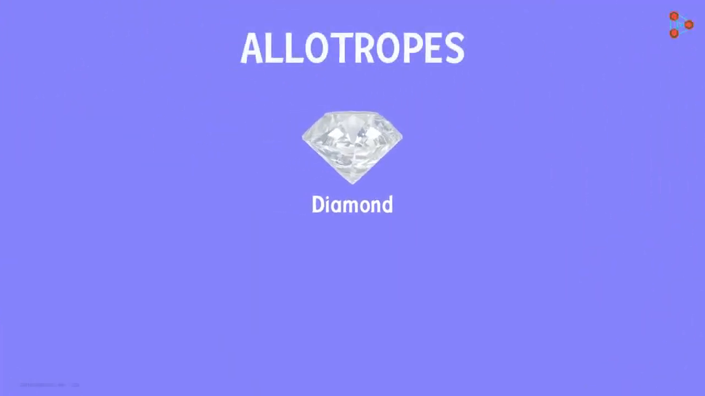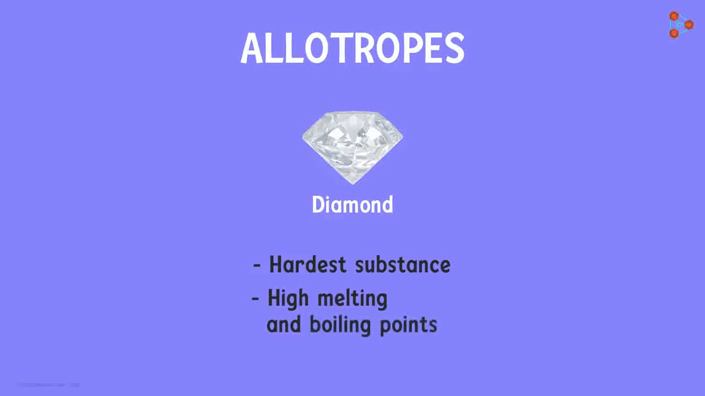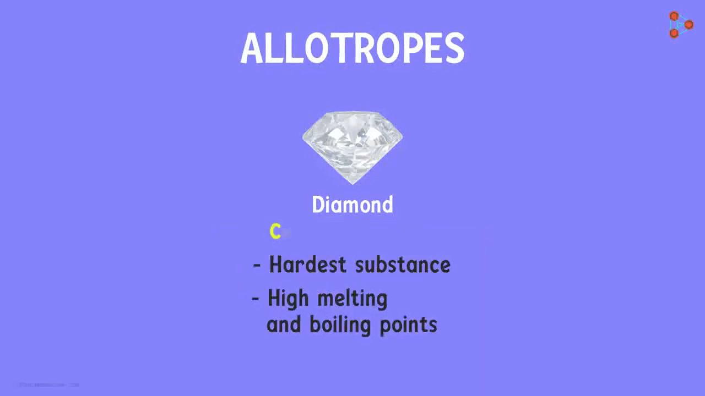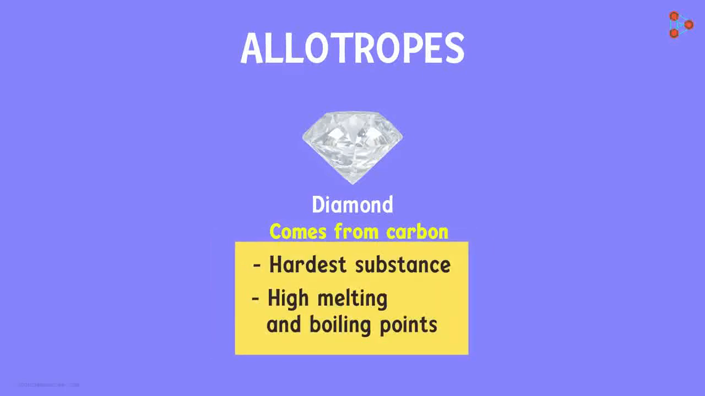Let us look at the allotrope diamond of carbon. It is known as the hardest substance and has an extremely high melting point and boiling point. Aren't these the properties of metals? But it is surprising that diamond is an allotrope of carbon, which is a non-metal. Diamond too is a non-metal which strongly exhibits the properties of metals.